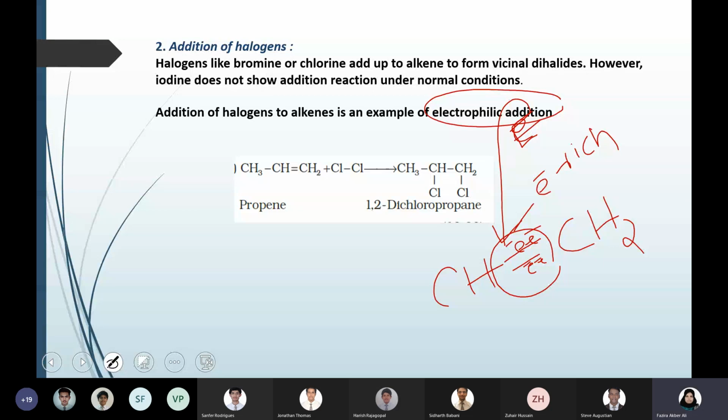Always keep in mind, double bonds and triple bonds are electron-rich areas, so an electrophile can come and attack. So in the organic molecule, they can facilitate an electrophilic reaction. They can attract an electrophile towards them because they are electron rich. Double bond, triple bond, etc. are electron-rich areas, so they attract the electrophile. That is why these kinds of examples are electrophilic addition.